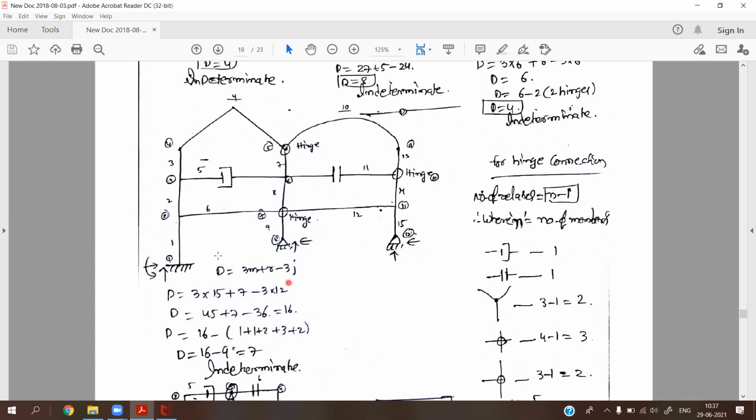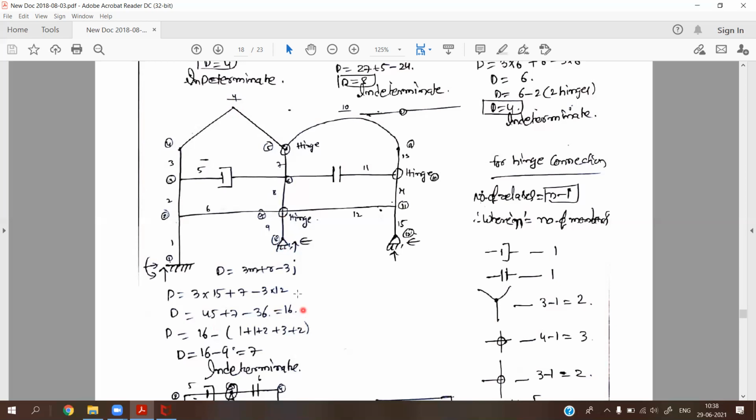Next, joints. How many joints are present in this frame? 1, 2, 3, 4, 5. Because this is considered as a single beam rather than two beams, this is not a joint. So 1, 2, 3, 4, 5, 6, 7, 8, 9, 10, 11, 12. Totally we have 12 joints. So 3 times 12 is 36. So the degree of static indeterminacy without hinges is 16.